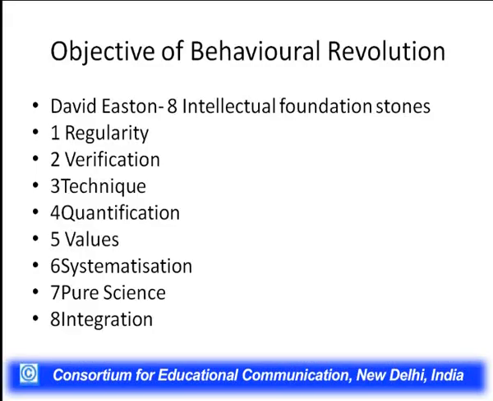Of course, as I was telling you, Easton talks in terms of eight intellectual foundations of the behavioral revolution. These eight intellectual foundations can tell us how the behavioral revolution tried to achieve its mission of turning the study of comparative politics into pure science. So these eight intellectual foundations are important for all of us to remember, and to see what were the limitations and what were the strengths of this new sensibility associated with the behavioral revolution.